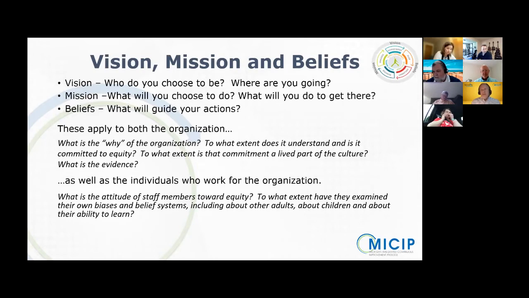So again, it's important when we're talking about this concept of vision, mission, and beliefs that we include not only the organizational context, but also those individuals that work for the organization, because the beliefs of the individuals are what's going to actually come out into the actual practices of the organization.